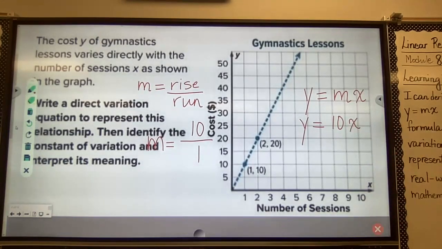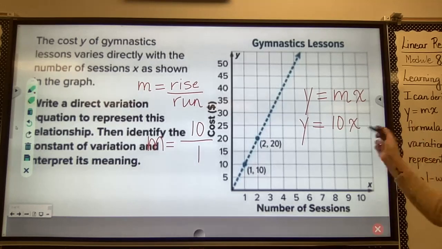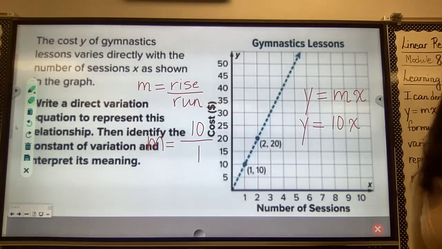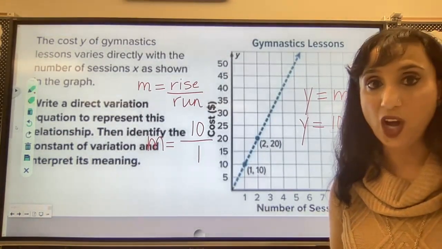This is the constant of variation. That's also the slope. That's also the constant of proportionality. So that's also the unit rate. Okay, so this 10 over here, this m is representing all that. So this means that the unit rate, or cost per session, is $10.